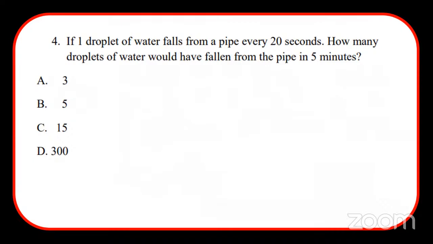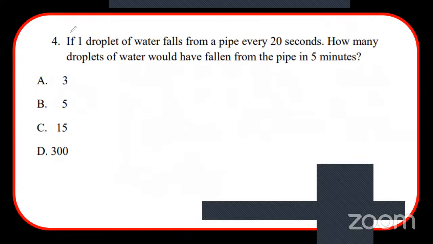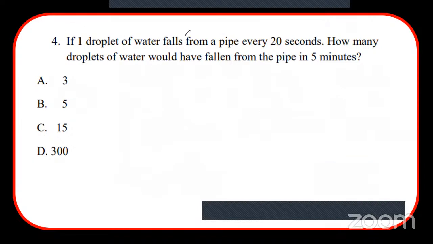All right, very good, guys. And we are definitely on the same page. So, for those who are not yet understanding this one, because I see some persons would have worked it to a particular extent, and it is pretty good so far, but it is somewhat incomplete. Now, it says if 1 droplet of water falls from a pipe every 20 seconds, how many droplets of water would have fallen from the pipe in 5 minutes?